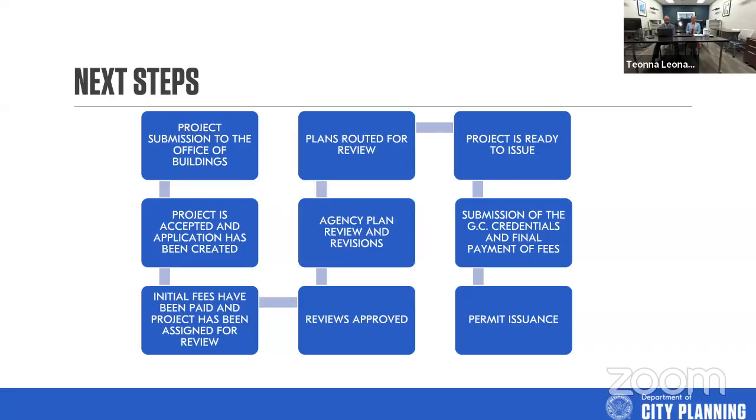Once the plans are reviewed, occasionally things will go on hold. Maybe something is missing, maybe something that you are proposing to do doesn't meet the code requirements. So the reviewer will place the project on hold, send you red lines, and let you know you've got to address these things before I can approve it.